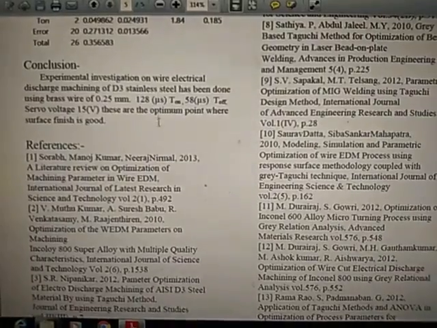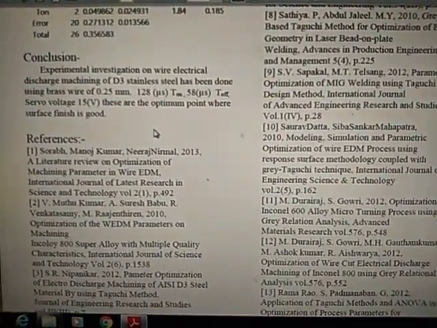The conclusion is that the readings show the optimum surface finishing point.